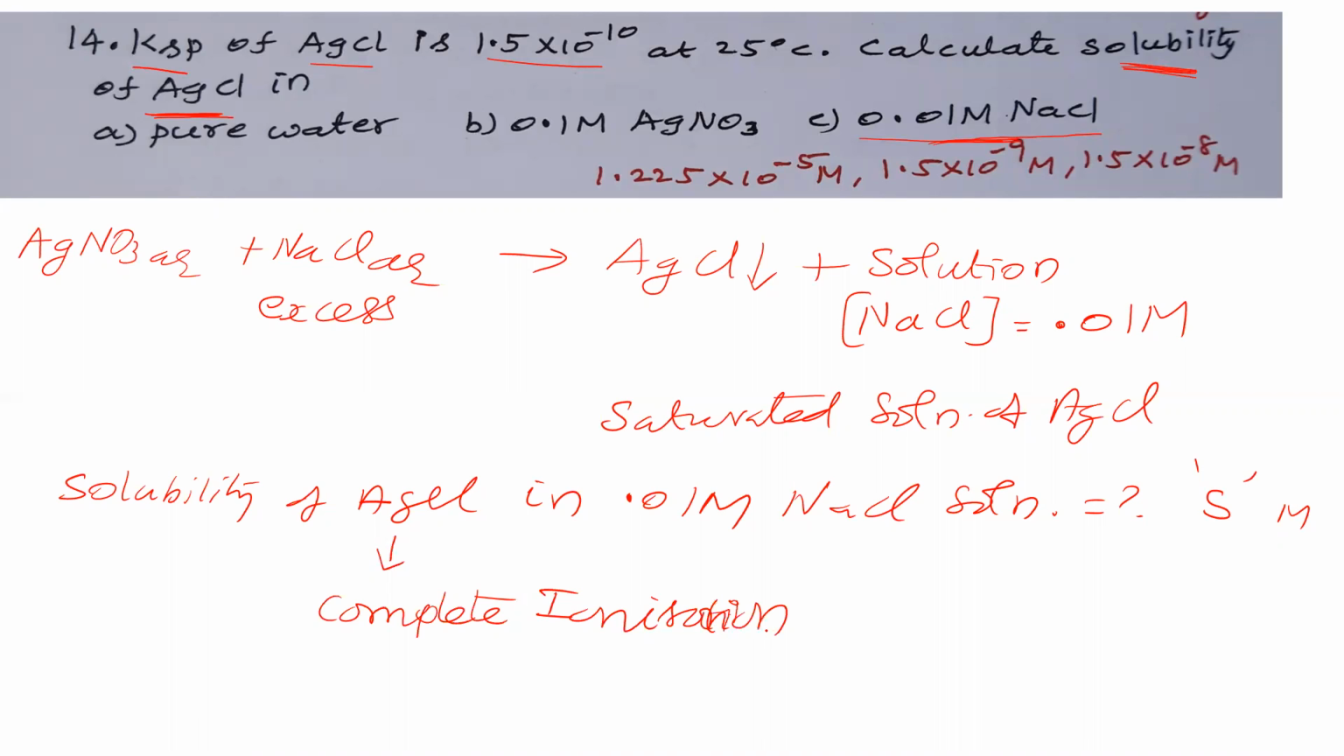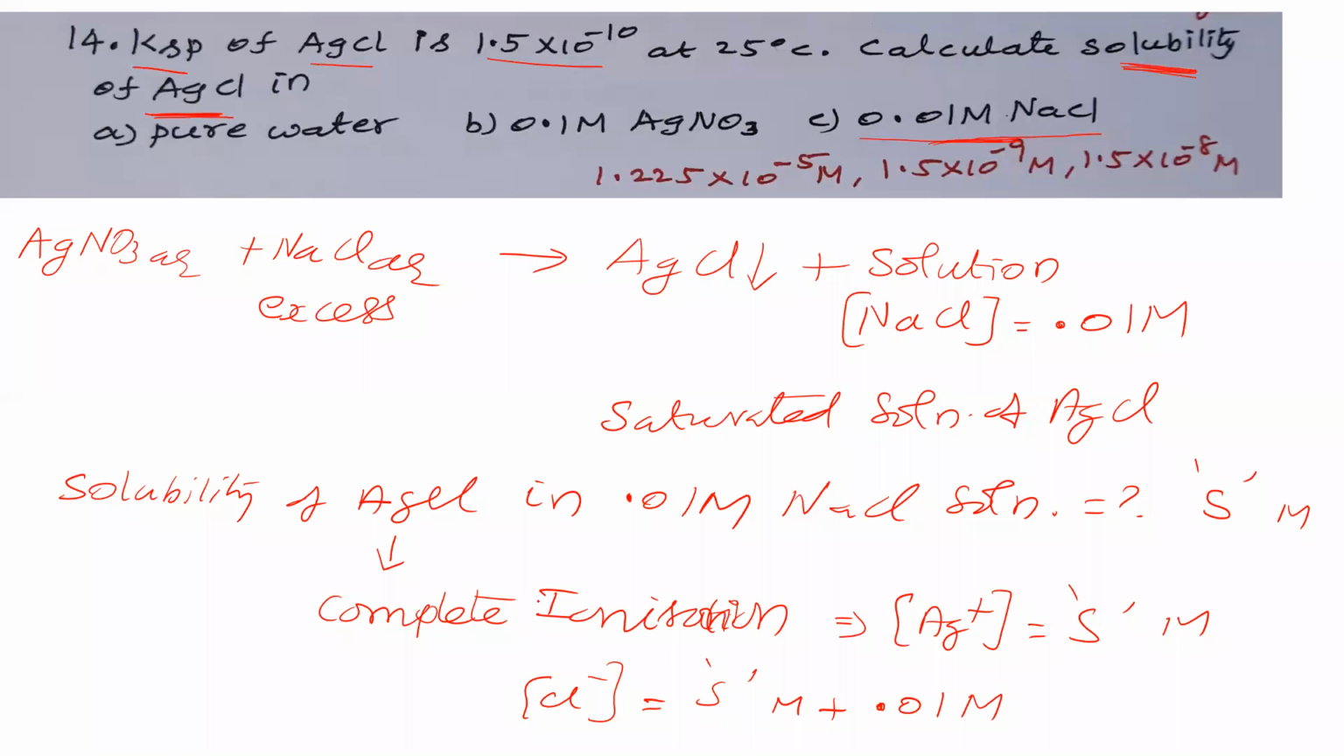This dissolved AgCl on complete ionization gives Ag plus. That Ag plus concentration is S molar, because however much AgCl is dissolved, that much is dissociated. Then the concentration of Cl minus: AgCl gives S molar Cl minus, and sodium chloride also gives Cl minus, which is 0.01 molar. Therefore the concentration of Cl minus is S plus 0.01.